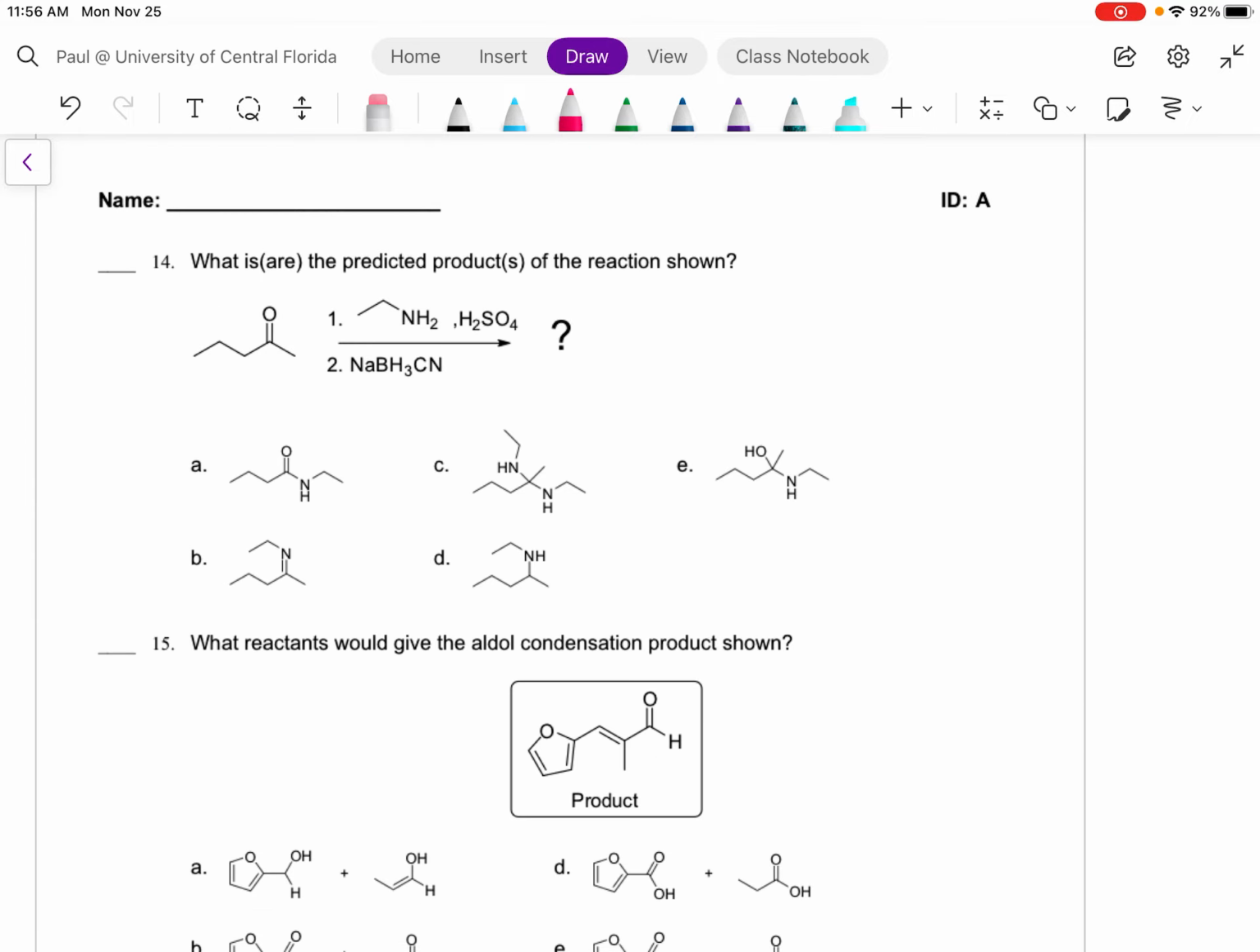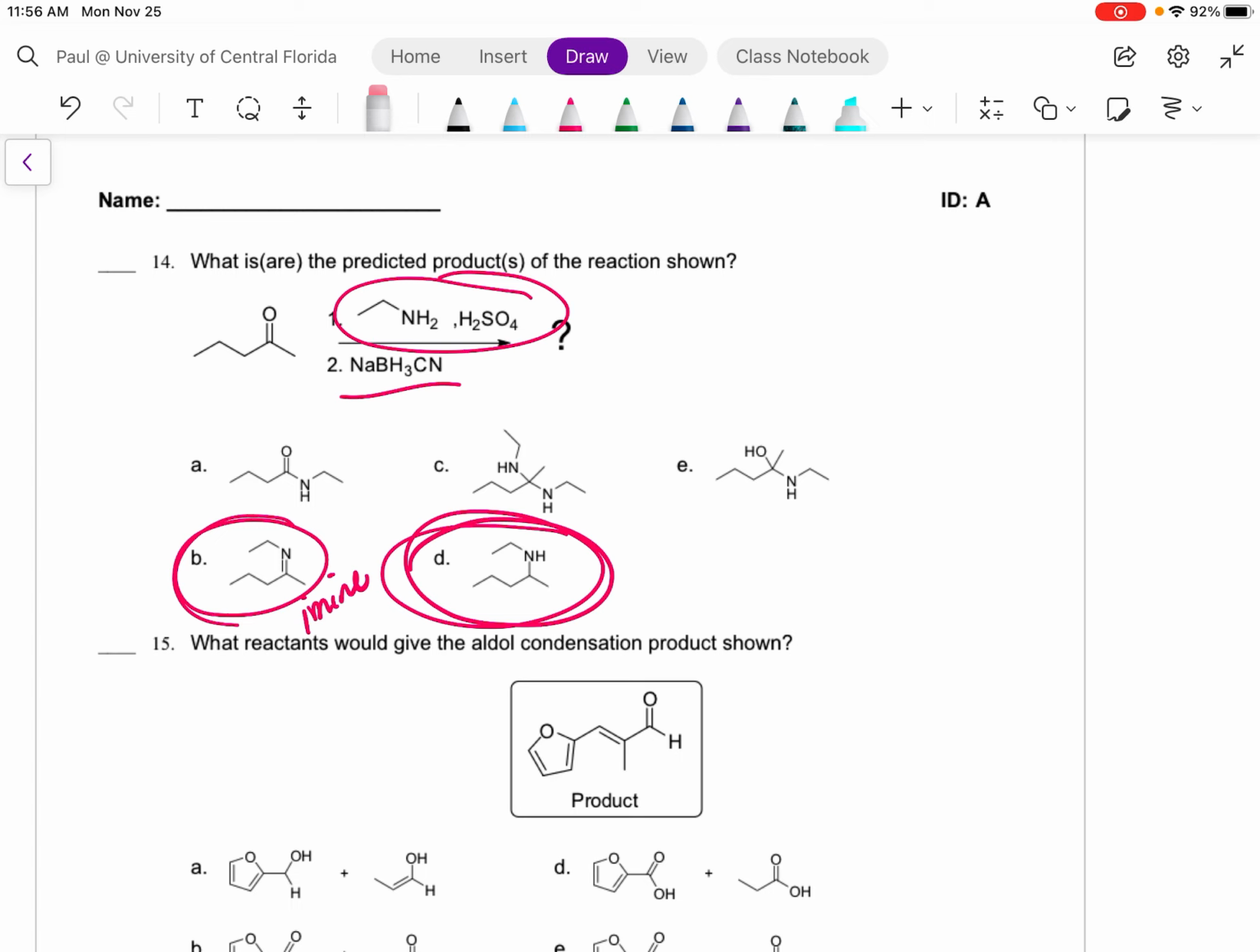Okay, question 14 is a reductive amination reaction. And in that reductive amination, that first step right there, we're going to generate this species right there. But then that species, that imine, is going to get reduced by the sodium cyanoborohydride to give us the amine. So the amine, or answer choice D, is the correct answer.